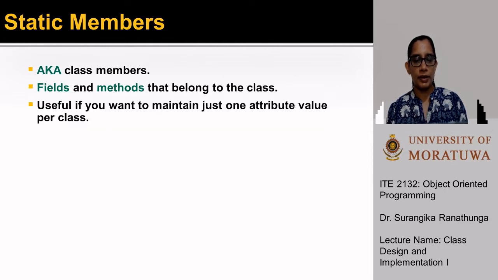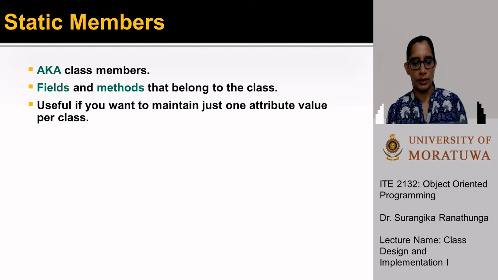The next concept that I want to discuss is the static members. These are also known as class members. Although you don't know static members, you know the other members in a class. So what are the other members in a class? The fields and methods, or attributes and methods. Static members refer to the fields and methods, or attributes and methods, where the value is maintained across all the objects. The same value is maintained across all the objects.